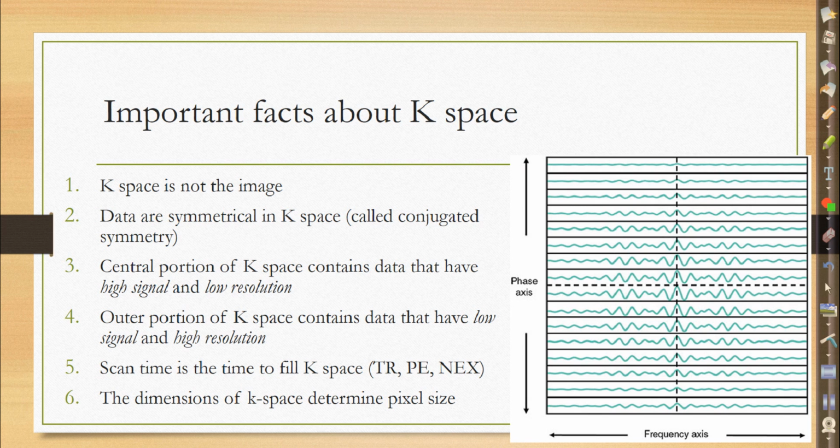Number two, data are symmetrical in K-space. It's called conjugate symmetry. So the top is equivalent to the bottom.